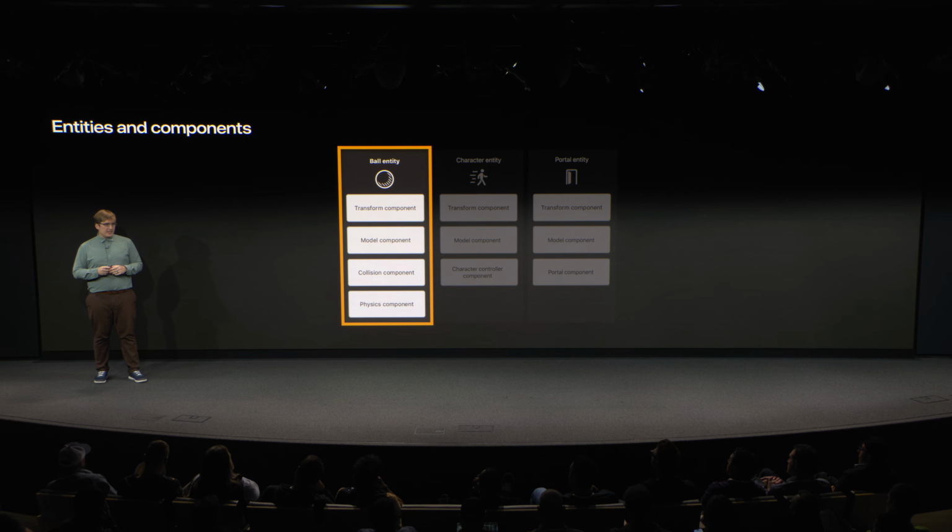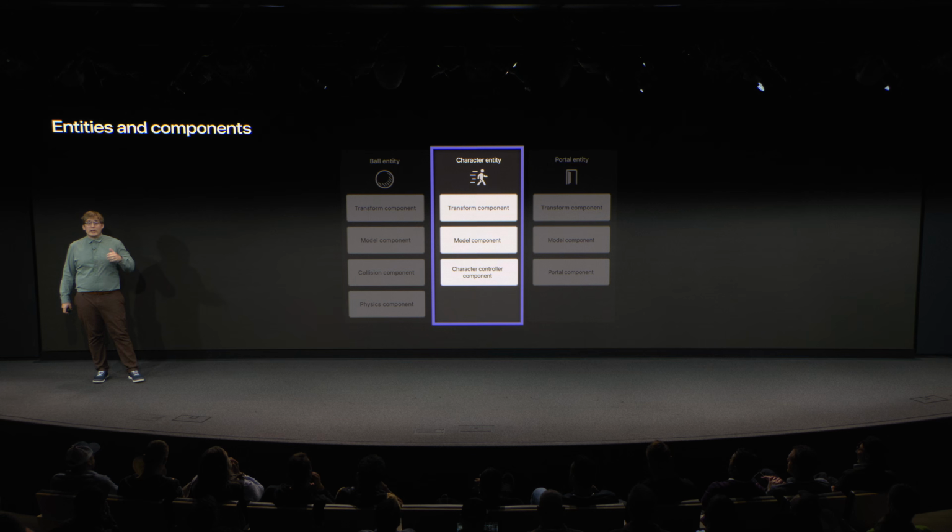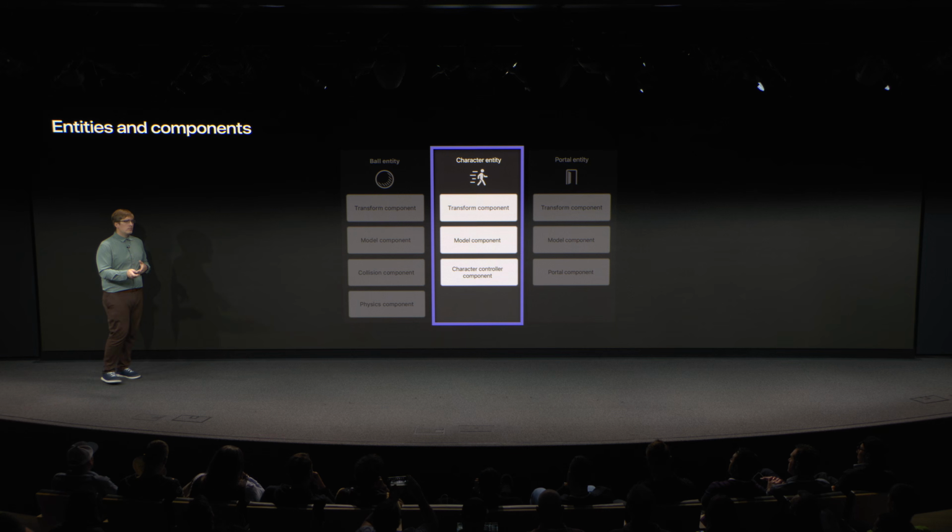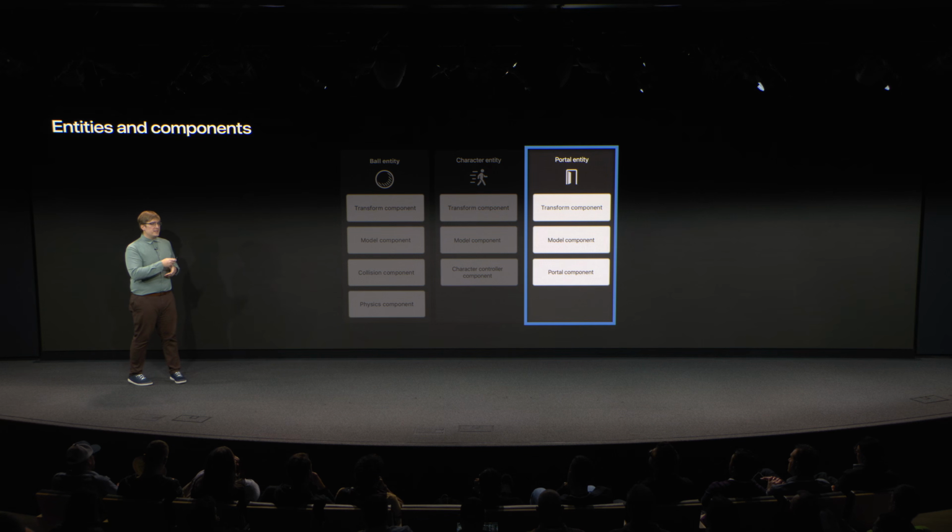To create a ball entity, you can give an entity a model component for the mesh and materials, a collision component to register collision events, and a physics body component so that it can move in response to forces. For a character entity, you can also use a model component. But instead of using a collision or physics body component, use a character controller component to interact with the physics simulation. And then for a portal entity, the key is to use a portal component in combination with a model component.